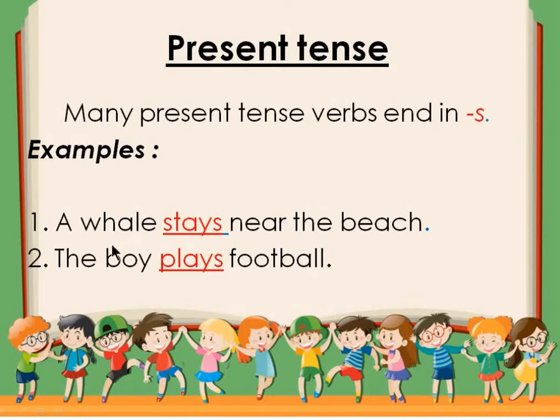If your subject is only one, the verb that you're going to use ends with an S. For example, a whale stays near the beach. Observe the verb that we use in this sentence. Yes, it ends with an S. Number 2. The boy plays football. The verb that we use ends with an S.